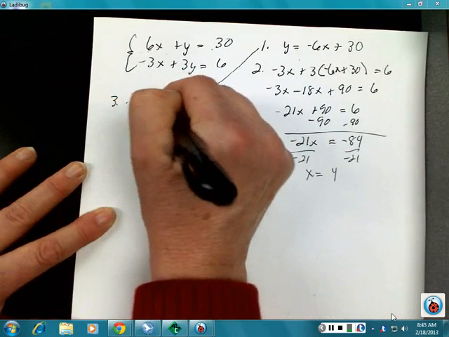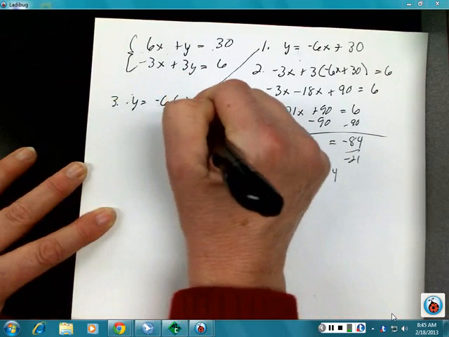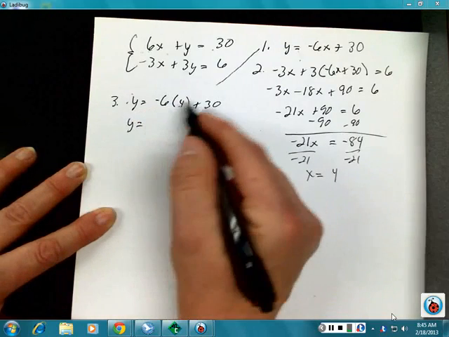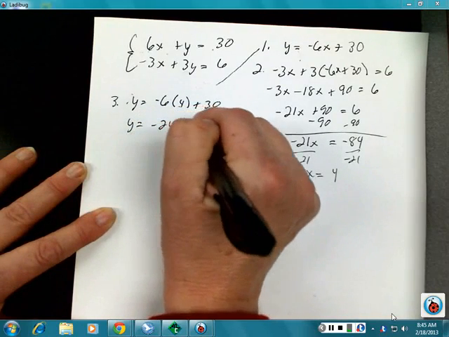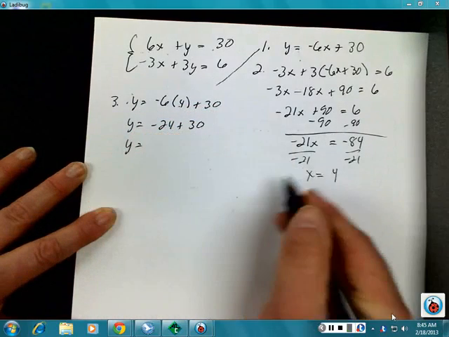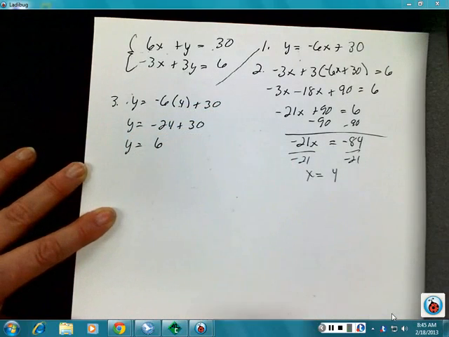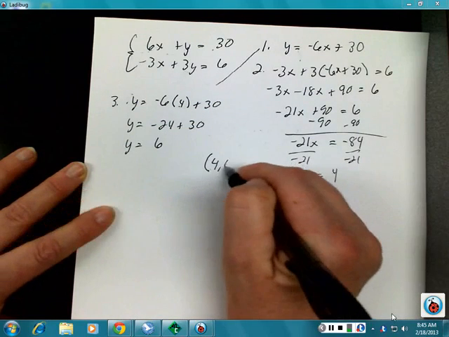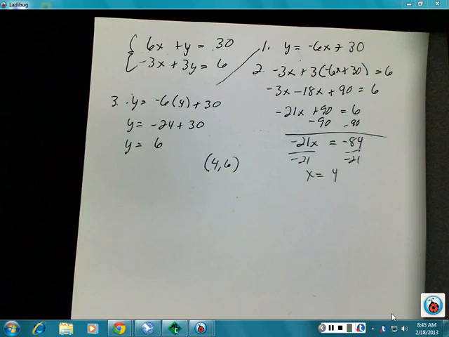So y equals negative 6 times 4 plus 30. So y equals a negative 6 times 4 is a negative 24 plus 30. So y equals 6. So when I put my answer in, I'm going to have 4 and 6 for my solution. Okay? So 4 and 6 would be what I have for that one.